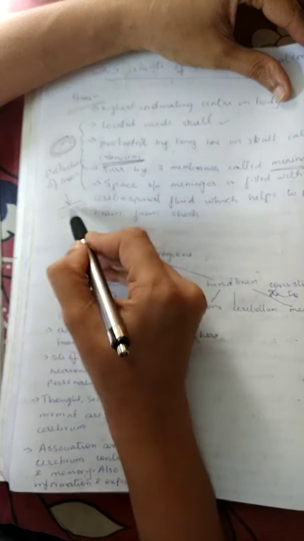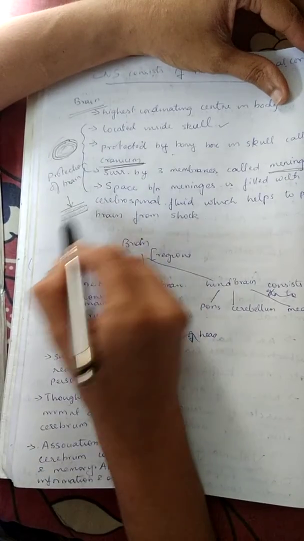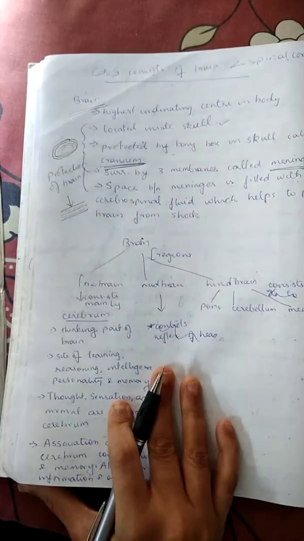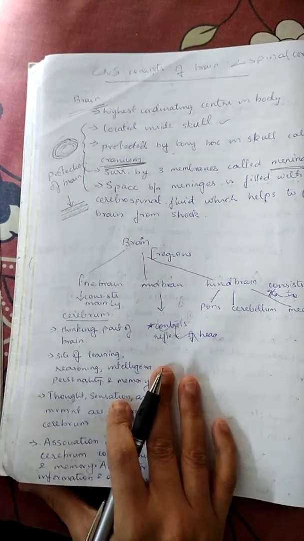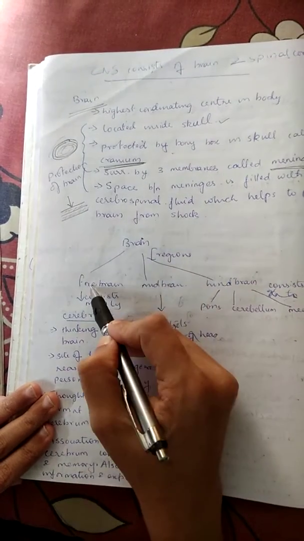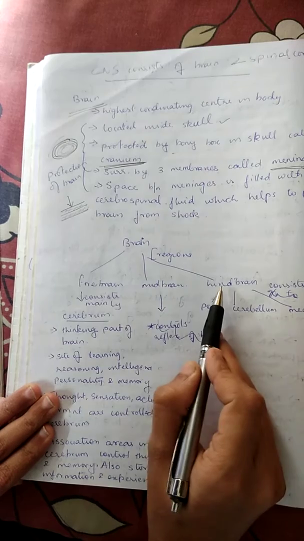The space between the meninges is filled with fluid, which is cerebrospinal fluid. This cerebrospinal fluid helps protect the brain from shocks. Now, if you see, the brain is divided into three parts: forebrain, midbrain, and hindbrain.